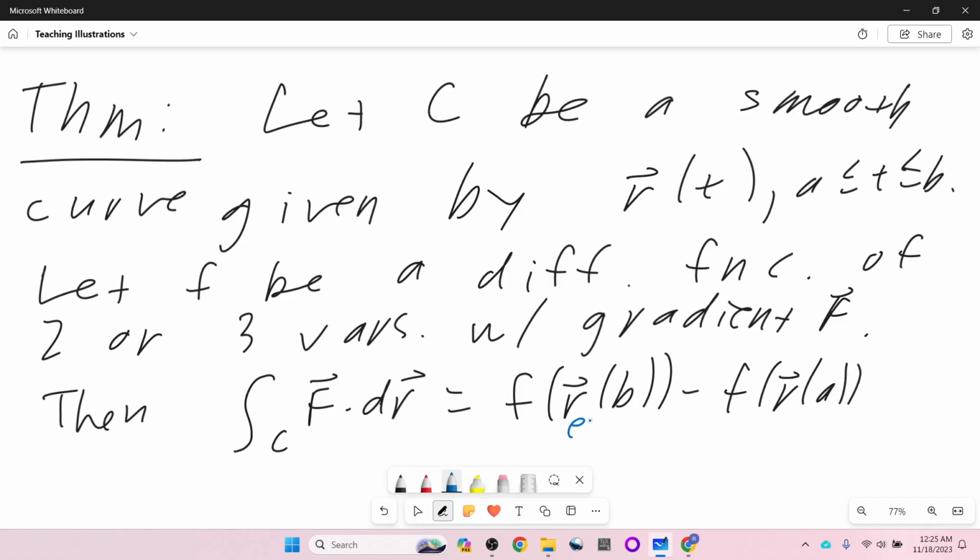So what's it saying? This is the end point. This is the start point. So just like how in one variable calculus we plug in the beginning and end points and subtract, we do the same thing here in multivariable calculus. We're plugging the beginning and end points and subtract. We're plugging them into the little f potential function. So our main goal is just going to be to find the thing, and then we can just plug in. So let's do an example of that.